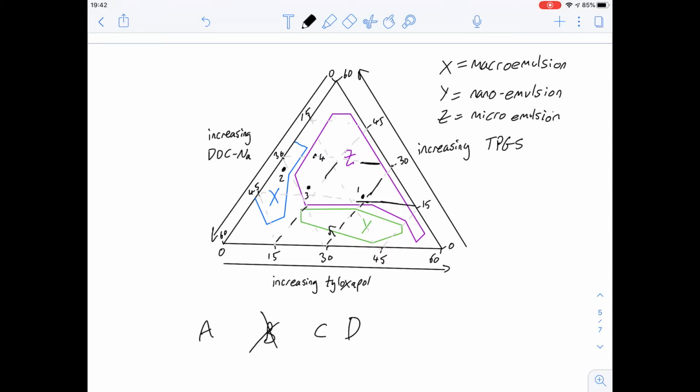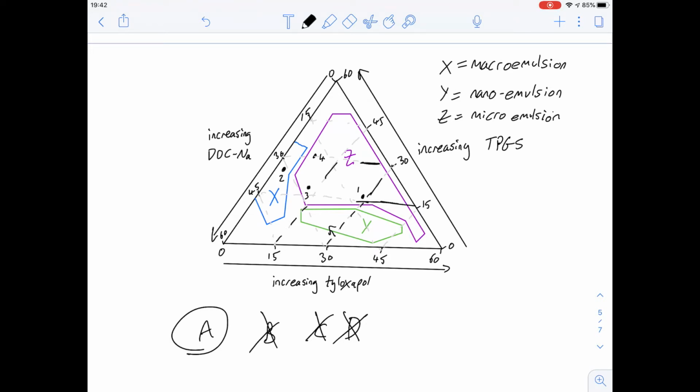Now, looking at this, it's difficult to say where it is on that, and it wouldn't be that clear to estimate where it would be, but we know if it's going to be between 15 and 30% TPGS, we can rule out C and D straight away. So that means we're left with answer A.